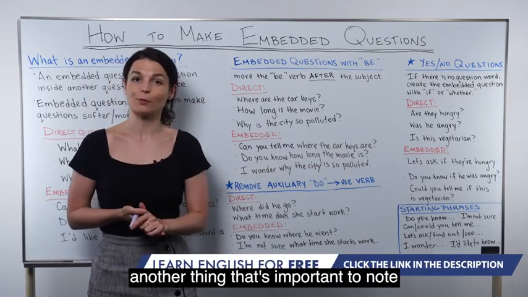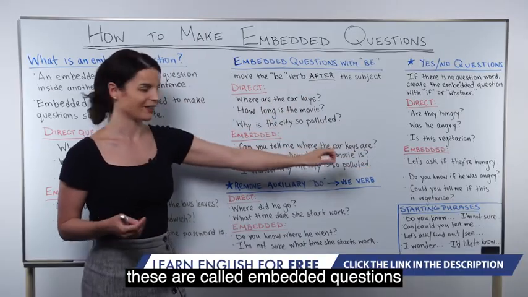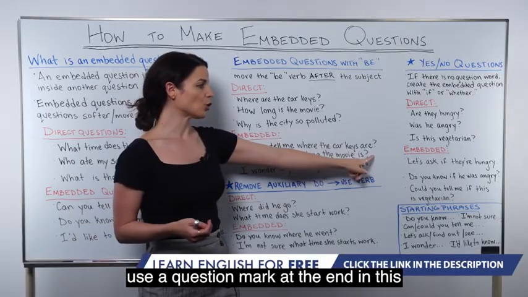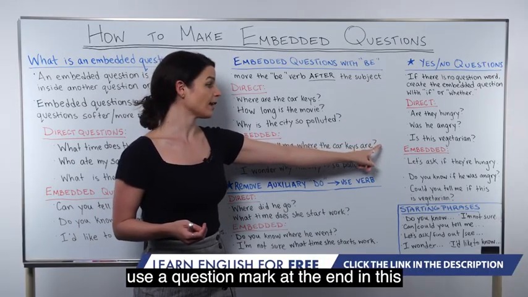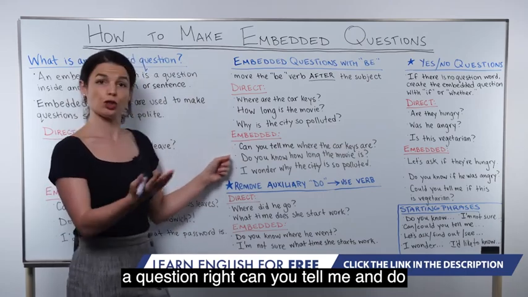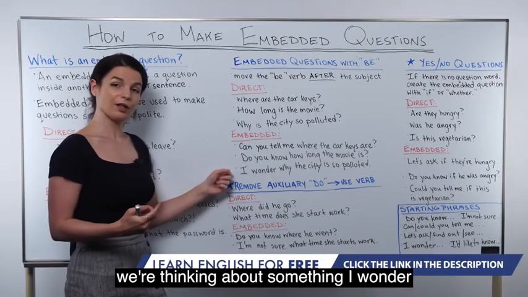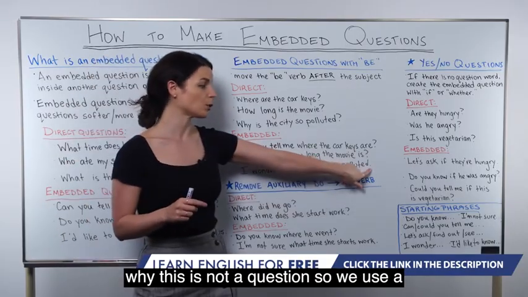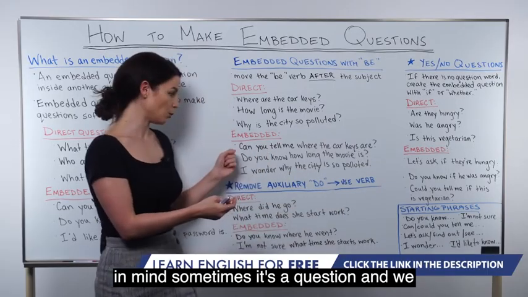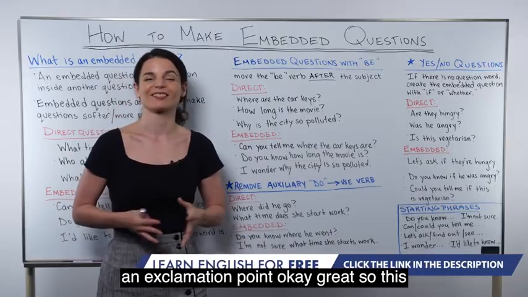Also, another thing that's important to note that you can see here is that although these are called embedded questions because there's a question inside something else, we don't always need to use a question mark at the end. In this case and in this case, we're asking a question, right? Can you tell me? And do you know? But this one, I wonder. It's like we're thinking about something. I wonder why. This is not a question, so we use a period at the end of this. So keep this in mind. Sometimes it's a question, and we should use a question mark. Sometimes it's not, so just use a period, or maybe an exclamation point.